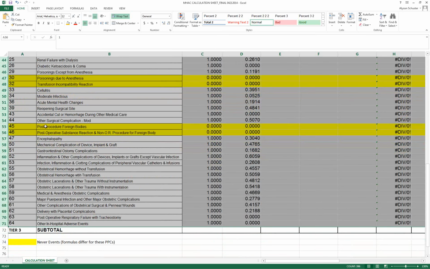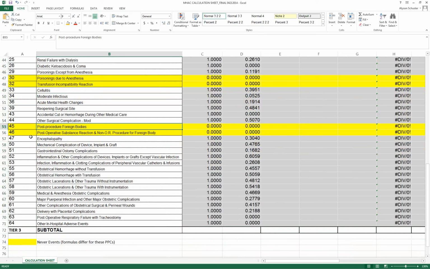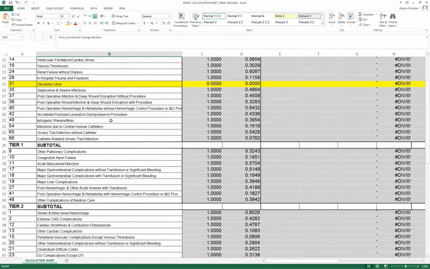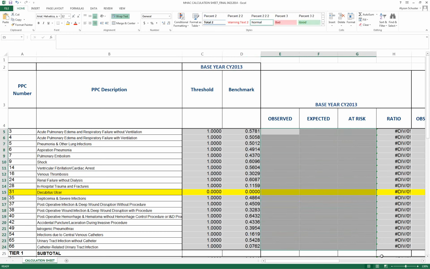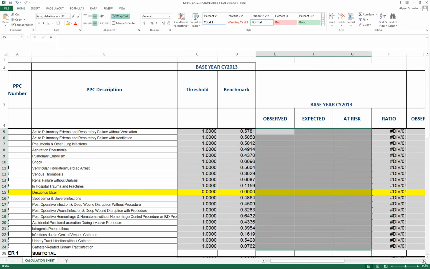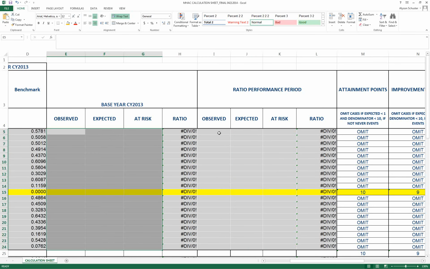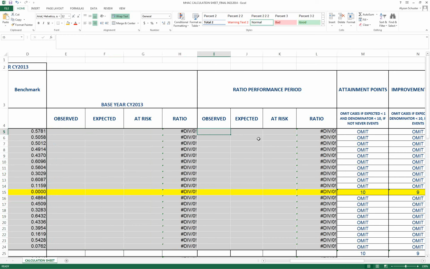Now, we have highlighted those that are serious reportable events, or what are sometimes also called never events, in yellow because the formulas for those that are embedded in the workbook are different. So again, what a hospital can do is they can go in and enter their information from last year here in the observed, expected, and at-risk columns. And then they can enter the observed, expected, and at-risk for the performance period.